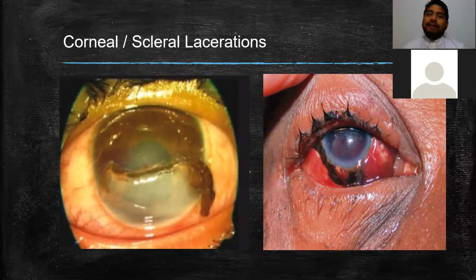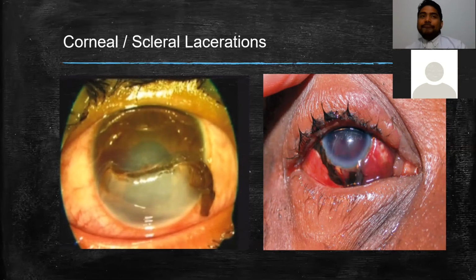So corneal and scleral lacerations is a very serious eye condition that needs to be operated on as soon as possible. Most of the time this surgery is done under general anesthesia. So once the patient is asleep, the wound is cleaned and sutured. Okay? Vision can be restored depending on the extent of the injury. It depends on whether other structures inside the eye are affected.